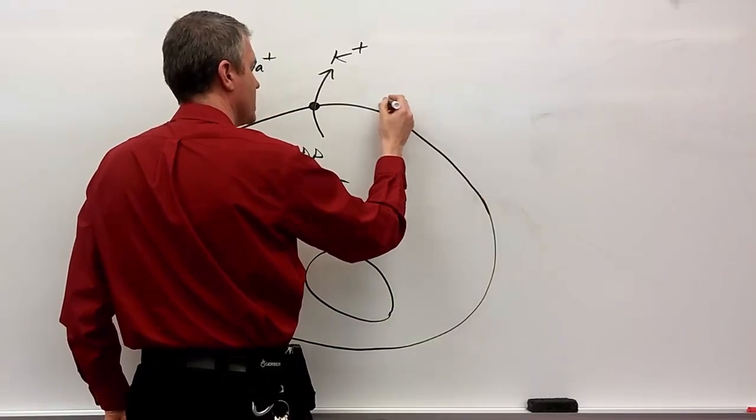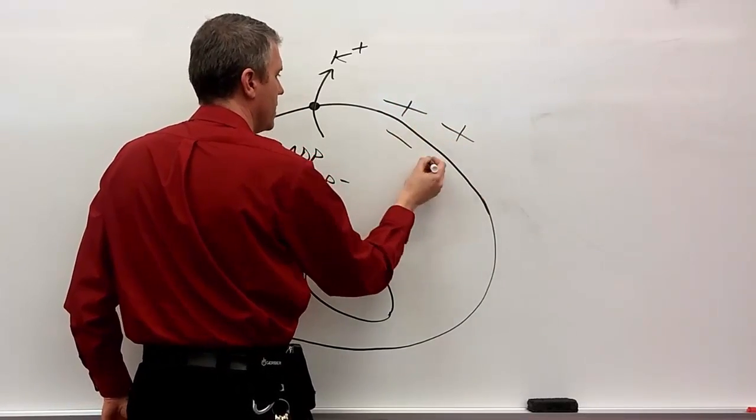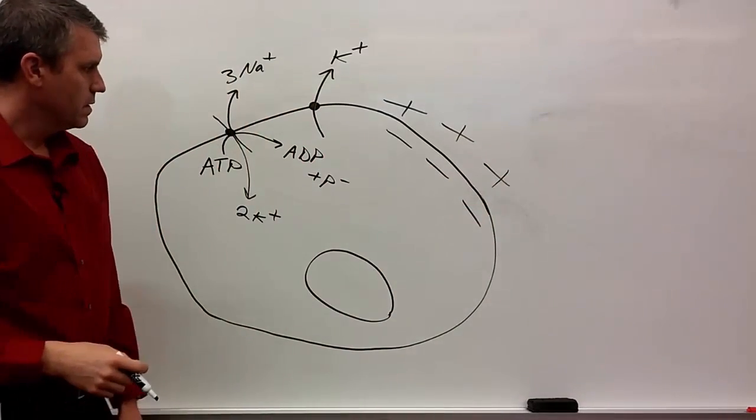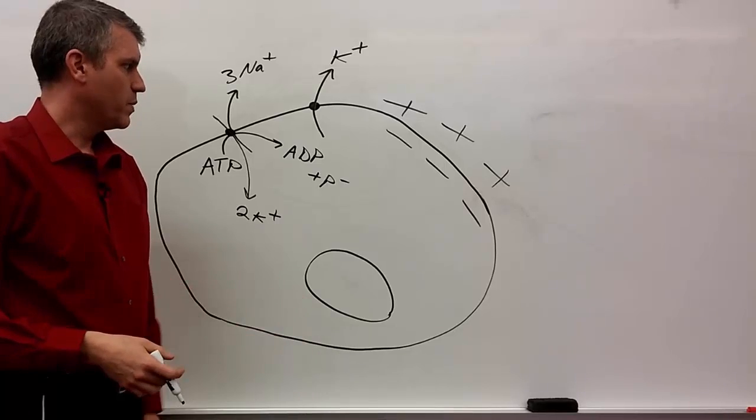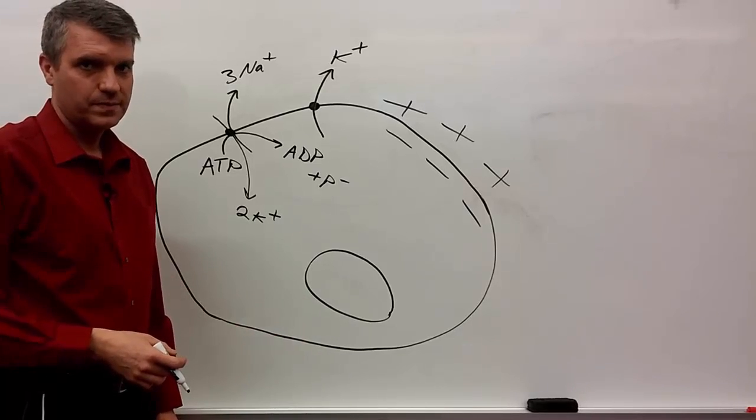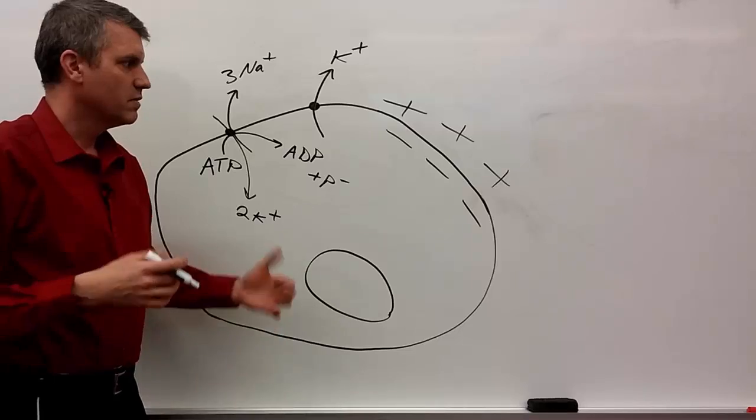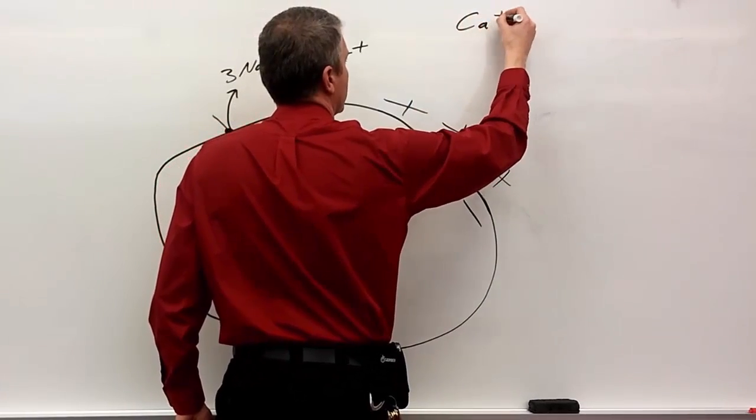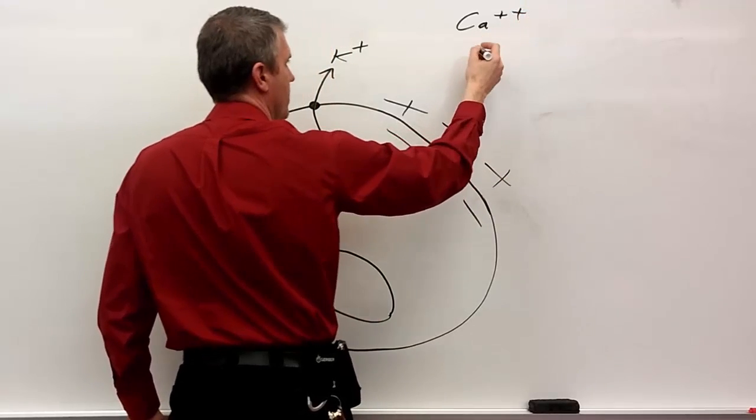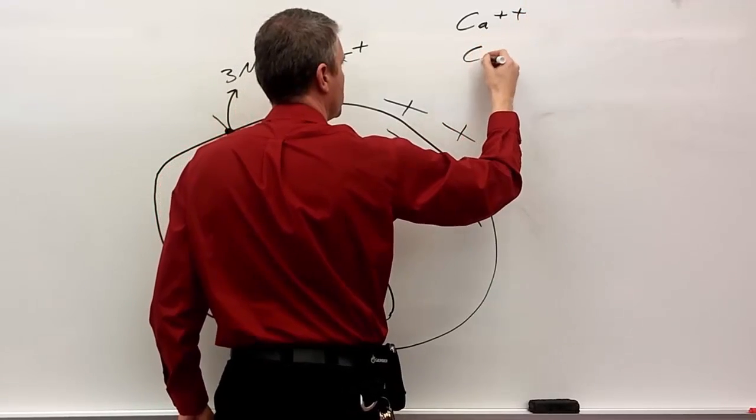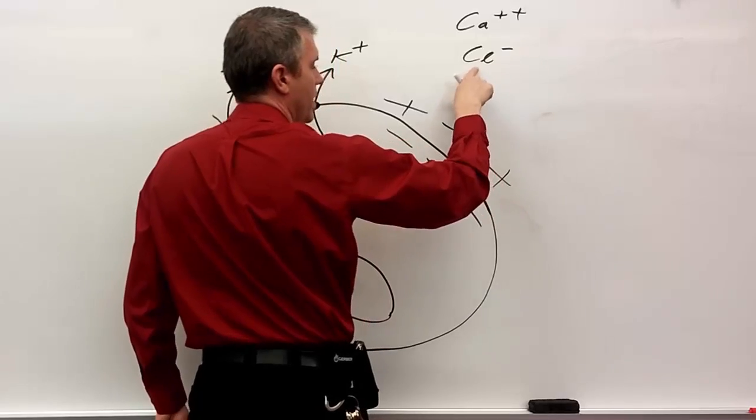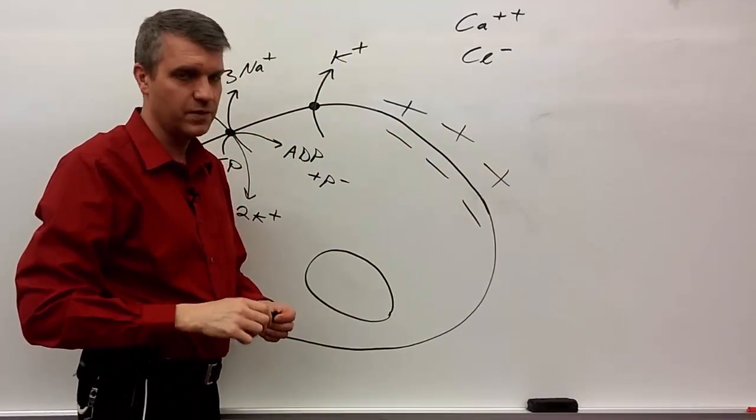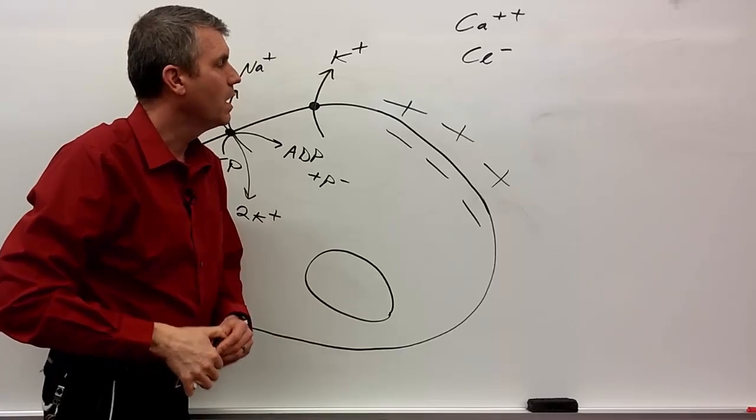And again, that's why the cell is positive on the outside and negative on the inside. And that is the bare bones basics of membrane potential. Other things to mention, there are other ions that influence membrane potential. Calcium ions can influence membrane potential, for example. Chloride ions can influence membrane potential. Basically, any charged ion can influence membrane potential.